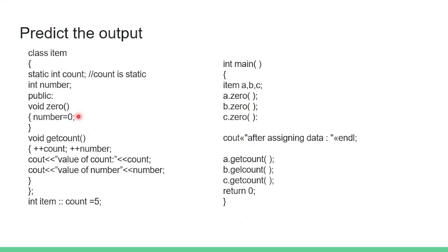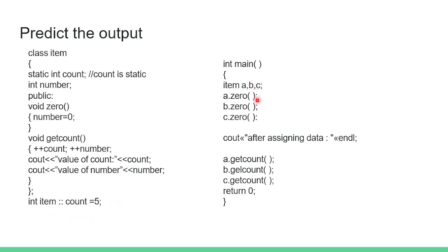So we have another program here, which has a class item, and inside it we have a static int count. So this is a static data member, and we have int number. Then we have a public section, inside which we have a function getdata where number is equal to 0. Then we have getcount, where we have ++count and ++number, and it prints out the value of count and the value of number. And after that we have the value of count equal to 5.